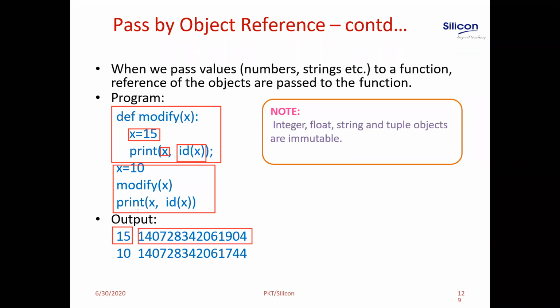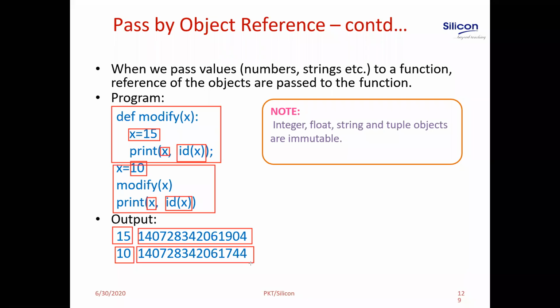But when it comes back here and tries to print the value of x, it takes this x, this 10. So it prints 10, and id of x is the id of 10. So this is another value, another x, correct? You can see there is a difference between the value you passed and the x inside the function.